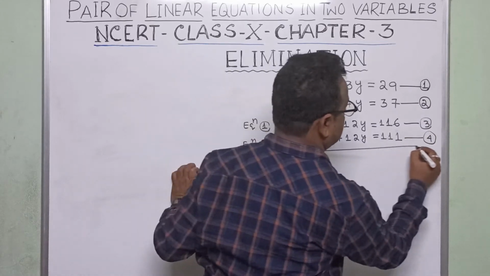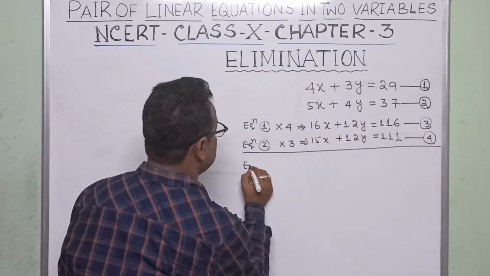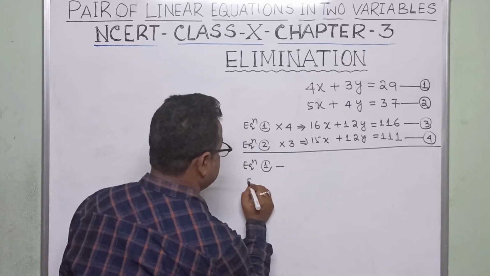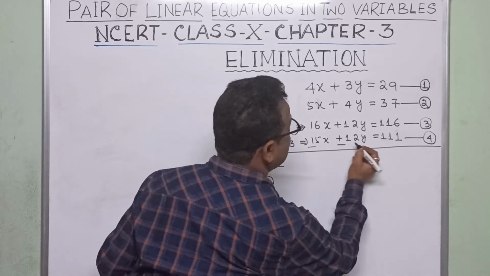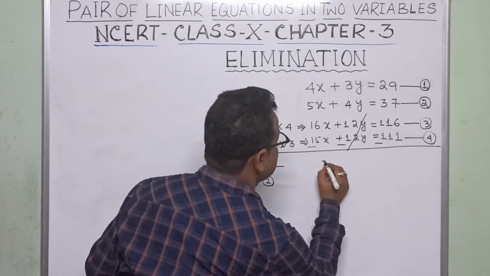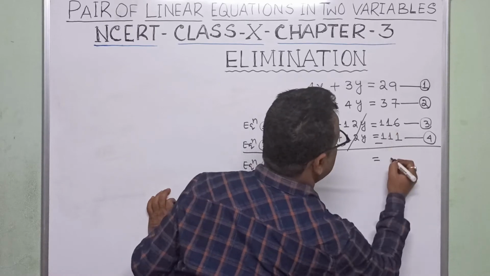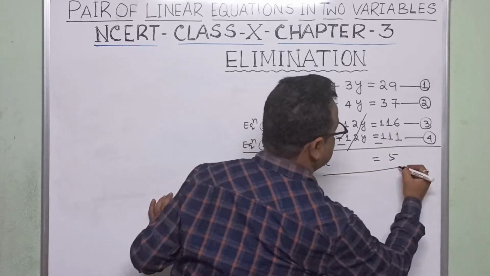Now same sign, subtract. So equation 1 minus equation 2. So minus. This is y cancelled here. That implies x is equal to 5. So x is equal to 5 already obtained.